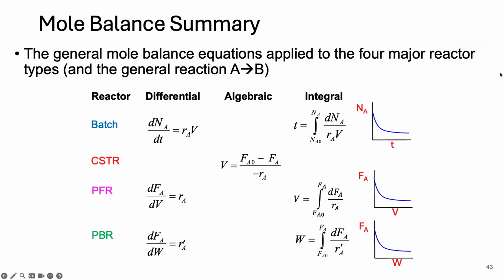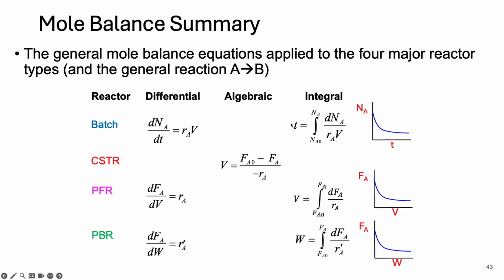So with that, we have now derived the general mole balance equations, or our design equations, for 4 main and major reactor types that we're going to be talking about in this class, starting with just a general reaction of A goes to B. And we can rewrite these, for our non-steady state ones. We can write them in their differential form.